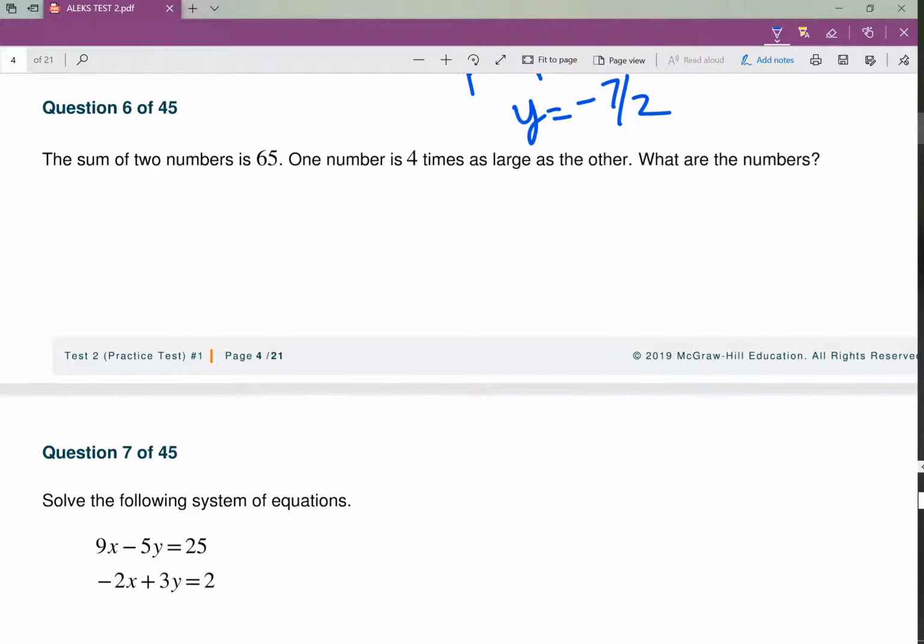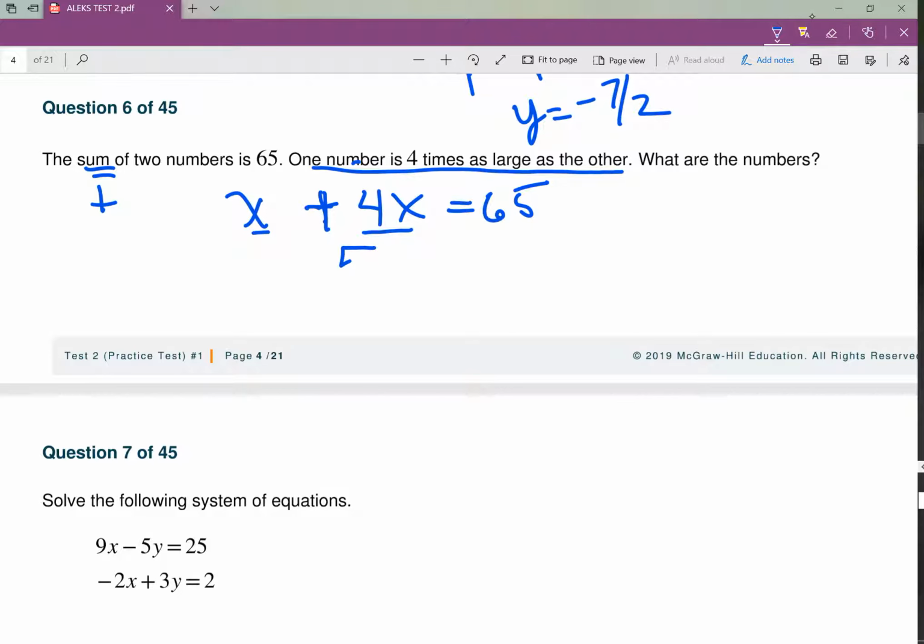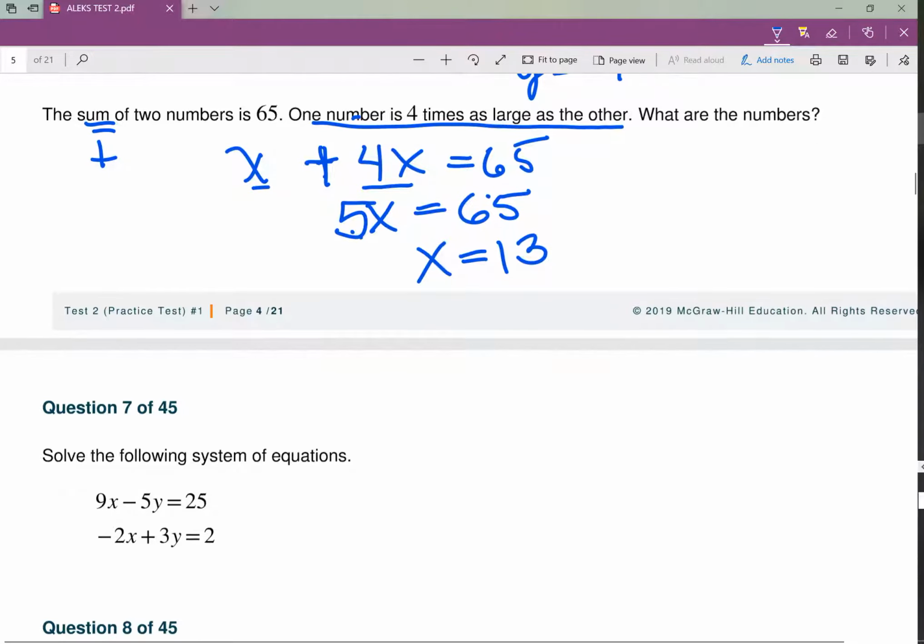Okay. This is a concept we haven't covered just yet, but the sum of two numbers is 65. One number is 4 times as large as the other. So if you have x plus 4x, right? Because if this is the number, this number is 4 times as large as the other. And the sum indicates addition. So if I'm adding those two numbers, that value is 65. So you get 5x is equal to 65, and therefore x is 13, right?